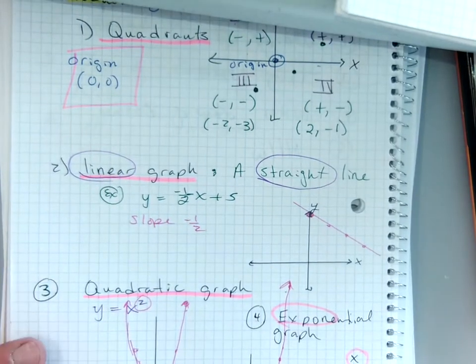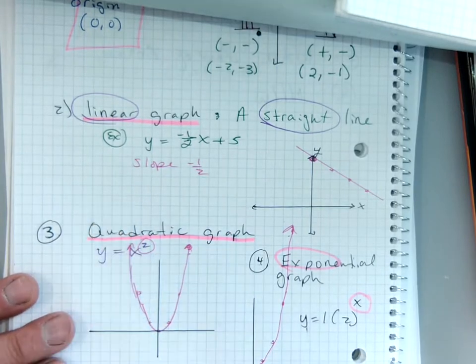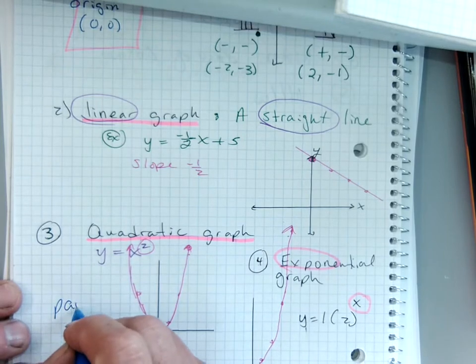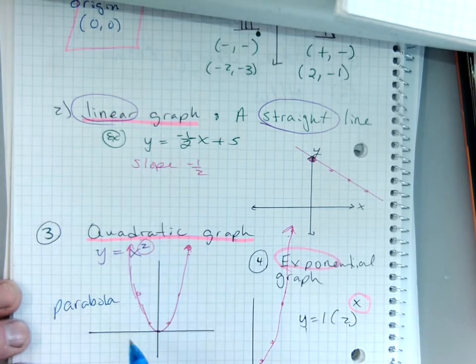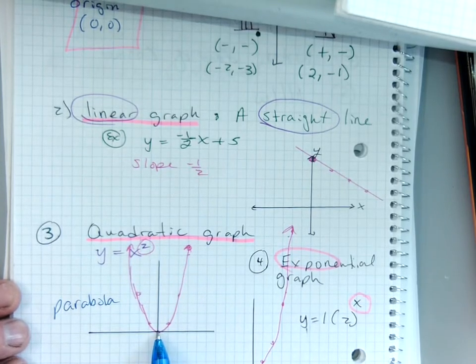We talked about quadratic graphs. Quadratic graphs look like this. They're called parabolas, but we'll get more into that later. Any x squared equation is a parabola. It has this shape. We squared some numbers: 0 squared, 1 squared, 2 squared is 4, 3 squared is 9, negative 1 squared is positive 1, negative 2 squared is positive 4, negative 3 squared is positive 9, and we were able to connect the dots.